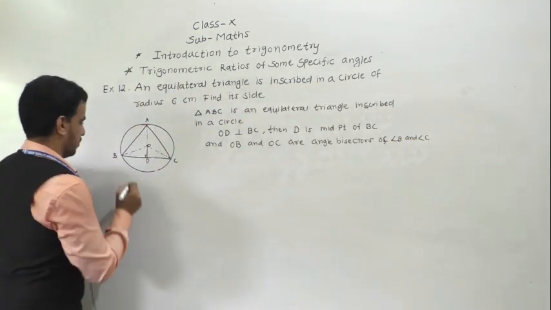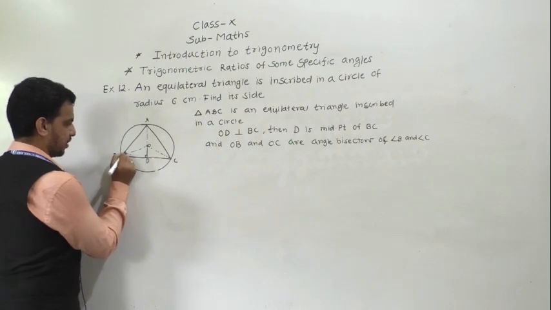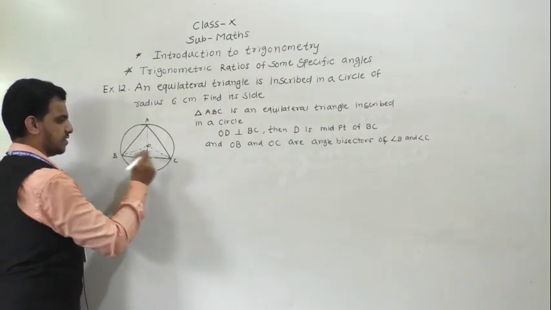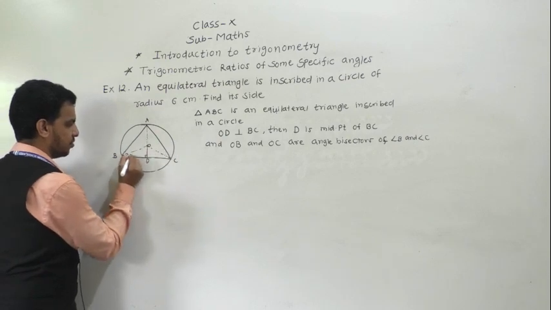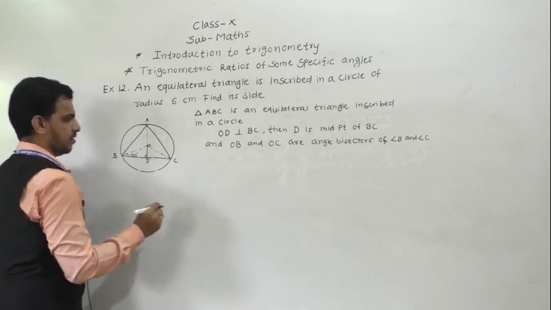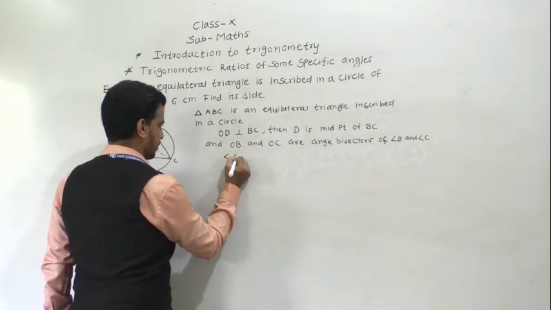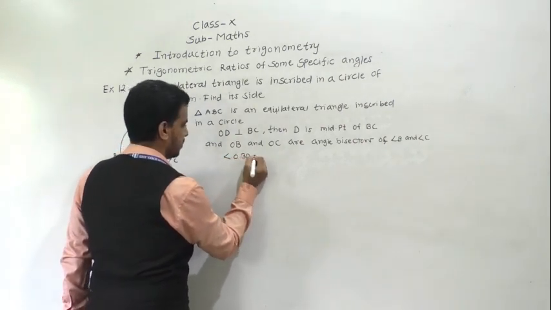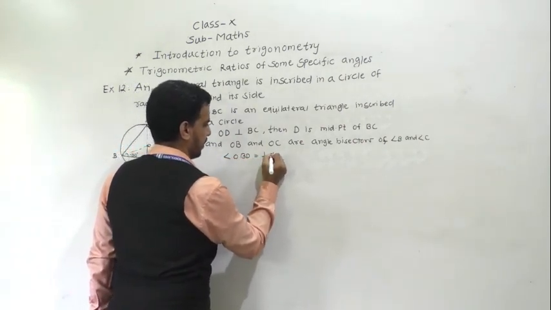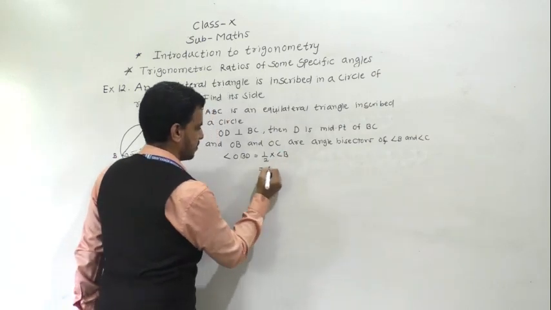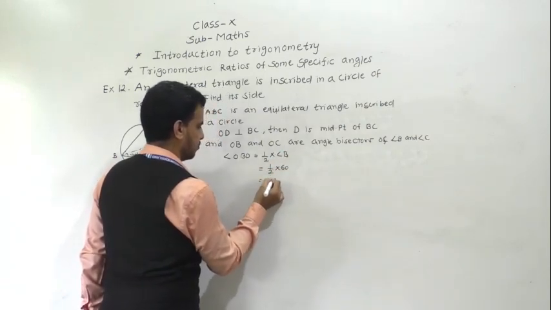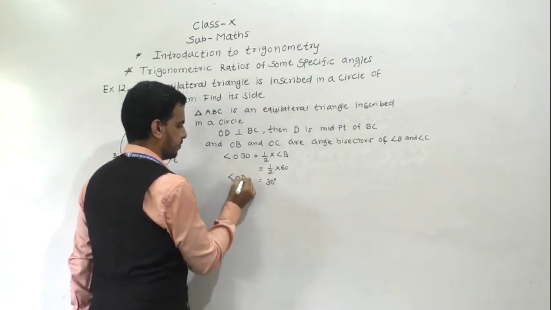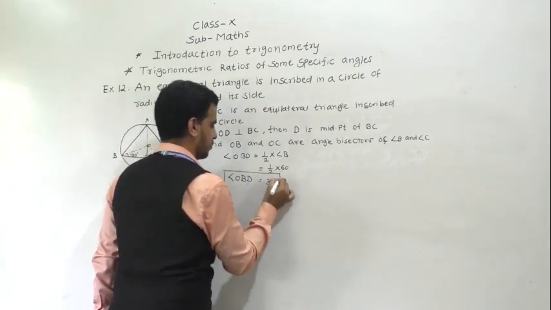Angle B is 60 degrees because ABC is an equilateral triangle, so angle OBD is equal to 30 degrees. First we have to write this: angle OBD is equal to half of angle B, that is half of 60 degrees, so it is equal to 30 degrees. So angle OBD is equal to 30 degrees.